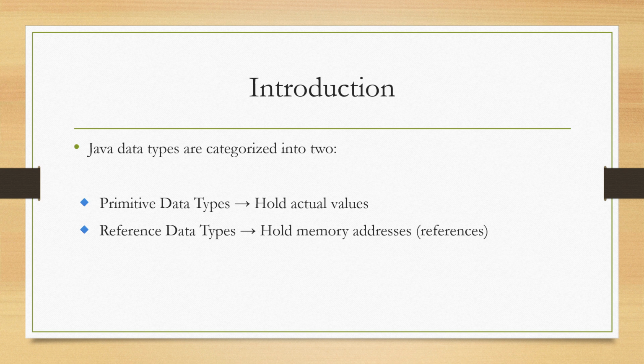In Java, data types are like categories of the data. There are mainly two categories: primitive data types, which hold actual values, and reference data types, which hold memory addresses or references. So the big idea is: primitive is equal to value itself, reference is equal to address of the object.